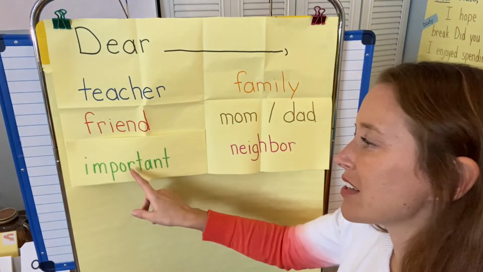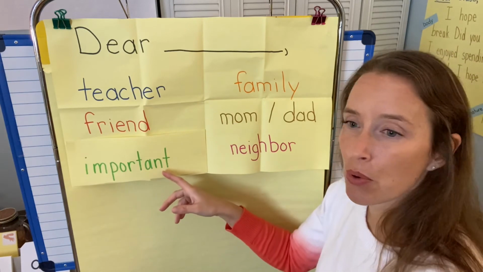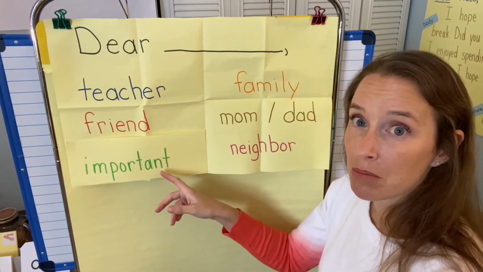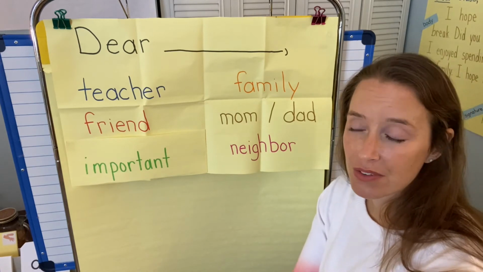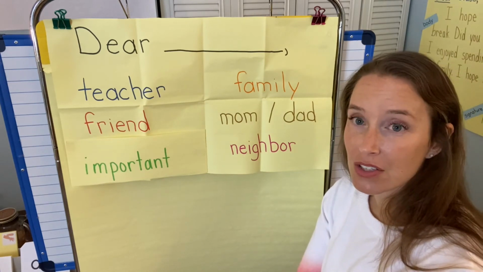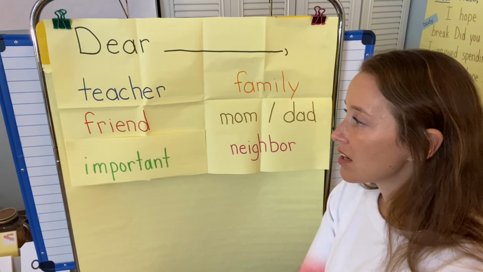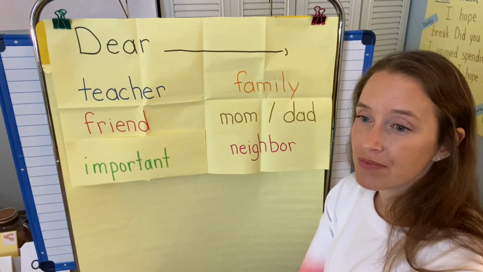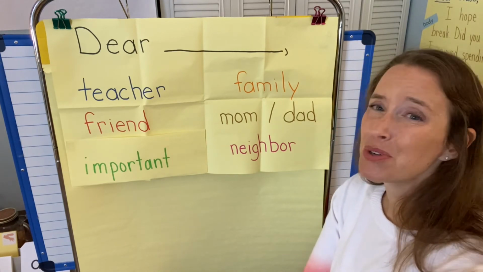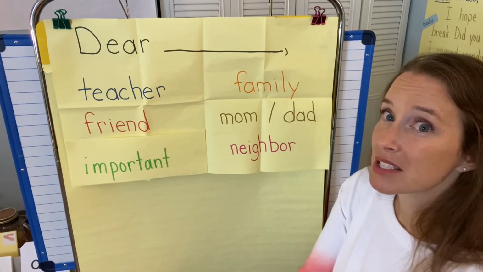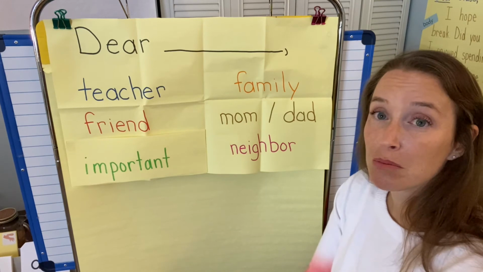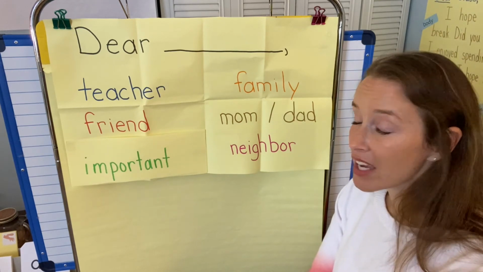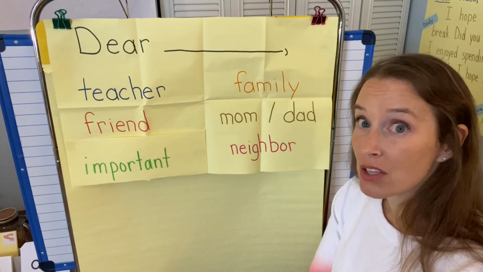Now this one is a little different. This word is important. You can write to someone important. It could be someone you don't know, like the governor or the president of the United States, or maybe an astronaut. Okay, it could be somebody important. Maybe you read about someone important, or you heard about someone important on the news, or maybe your family talks about somebody who's important. If you'd like to write a letter to them, you can do that.